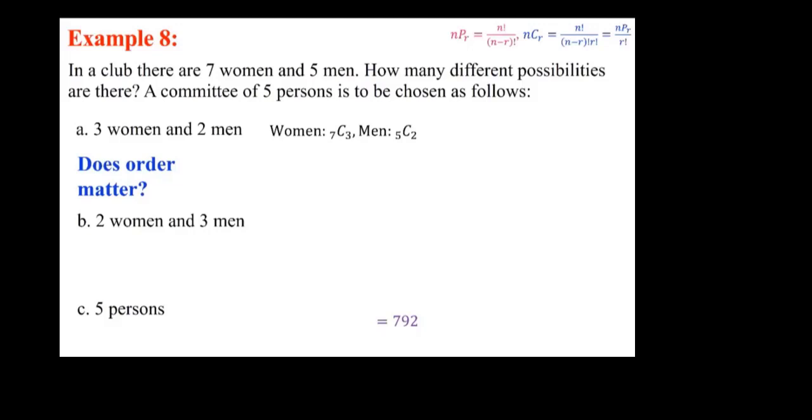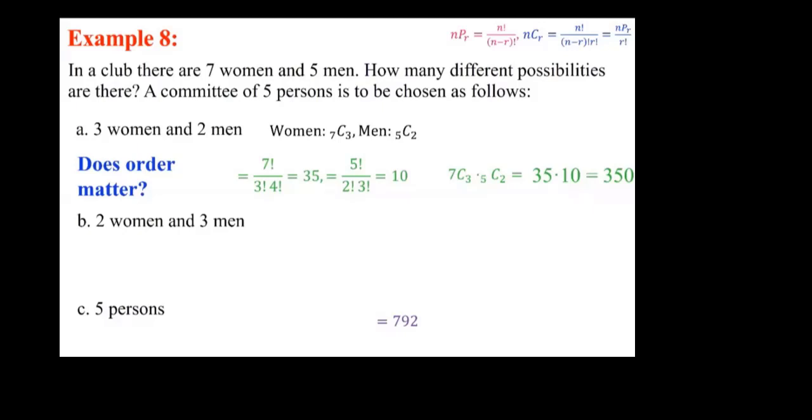So all we have to do is find each case and multiply by each other. And that's what we are going to do. So we are going to find those and calculate them and multiply. The first one is 7 factorial over 3 factorial times 4 factorial. The next one is 5 factorial over 2 factorial times 3 factorial. And so 35 possibilities for women and 10 for men, and we end up with the product of 350 as the answer.